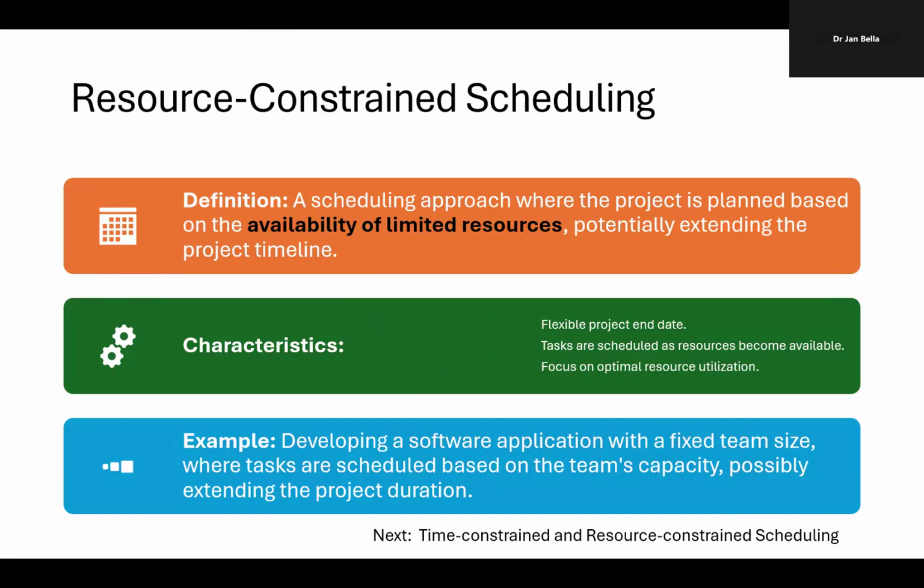Resource-constrained scheduling is focusing on the availability of limited resources. So we don't care about the time, but we do care about the resources. We do have a flexible project end date. And you have an example.